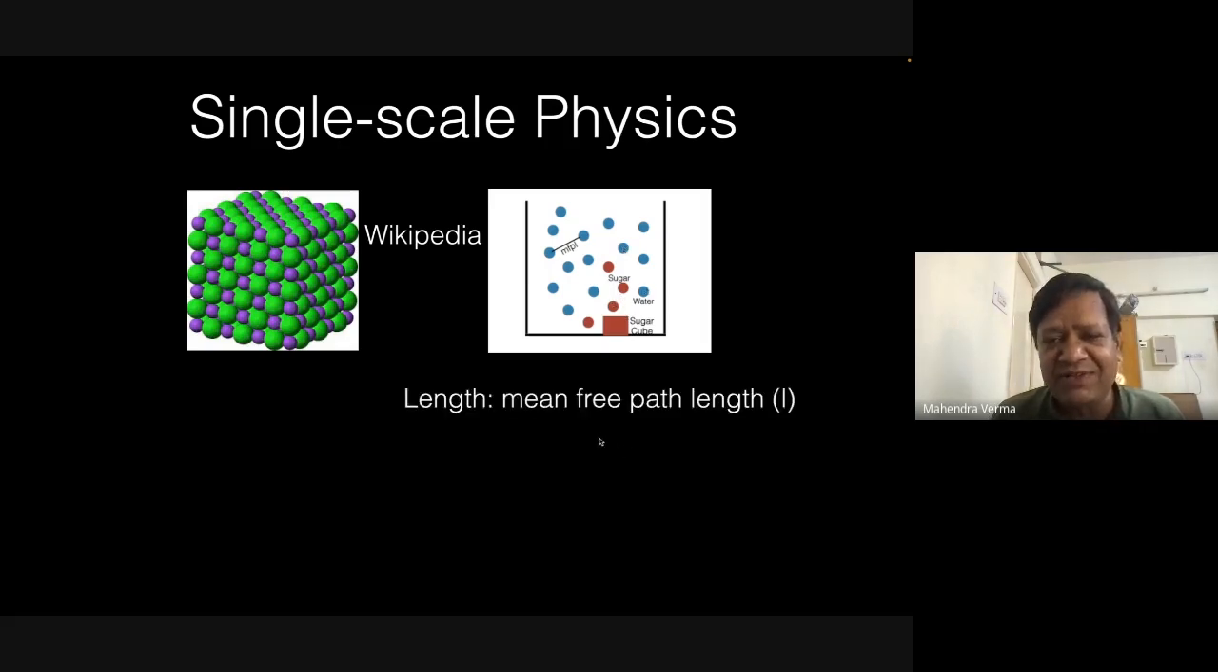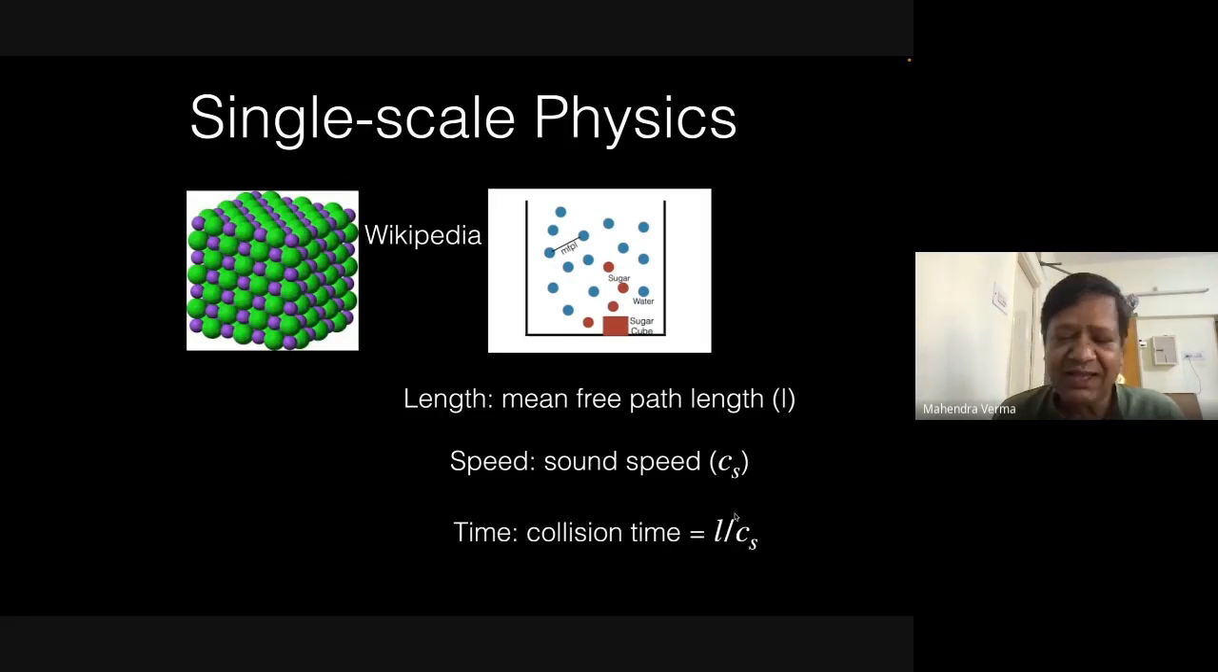Now, what is the length scale for this system? It is the mean free path length. In fact, there's only one scale, the mean free path length, which is the collision distance between a sugar molecule and water, or water with water. That's the description. And what is the speed in this? It's the sound speed, that is, the speed of these molecules in this medium. And the time scale is the length divided by the sound speed. Okay, so there is one scale. This is the scale for Brownian motion. Please keep in mind the scales, which we're going to see in several slides in the future.